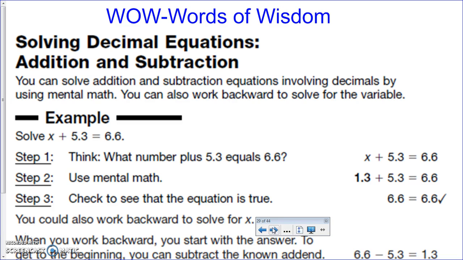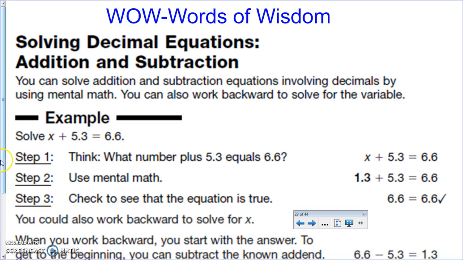You can solve addition and subtraction equations involving decimals by using mental math. You can also work backwards to solve for the variables. We're going to look at both ways to do that. So the first way is to look at x plus 5 3/10 equals 6 6/10, and we have to think what number plus 5 3/10 equals 6 6/10. So we use mental math, and we find that 1.3, or 1 3/10, plus 5 3/10 equals 6 6/10. Then we check to see if the equation is true, and it is.